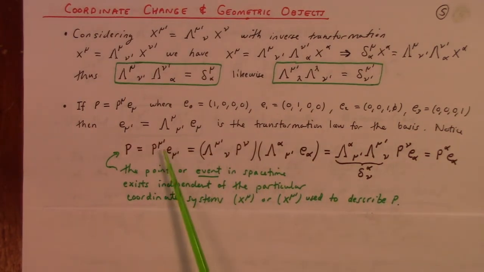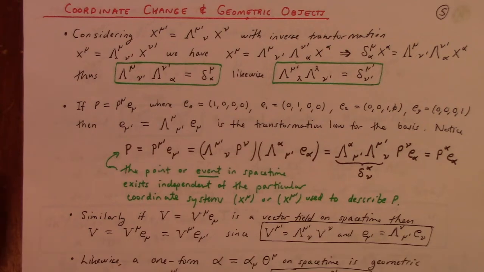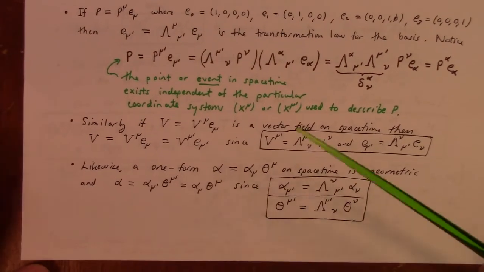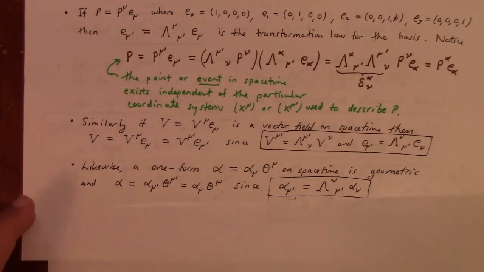If you were just to refer to P by P upper mu, it appears to be coordinate dependent, but it's not really, because the proper description of P involves both its coordinates as well as the basis for the coordinates which you're using, and those transform inversely. The basis transforms inverse to the coordinates, and as such, if you used a different coordinate system, you'd still have the same P. So the point or event in space-time exists independent of the particular coordinate systems used to describe P.